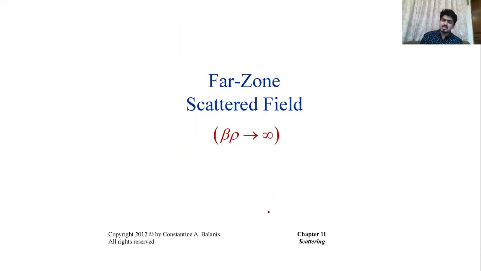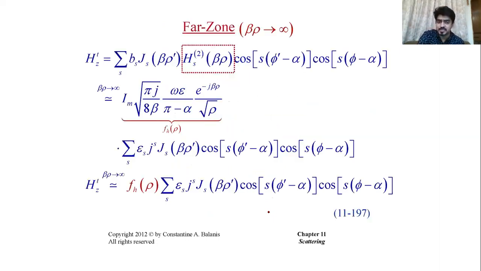Using that, in the far field zone, again, when beta rho is infinite, it will lead us to far field radiated or scattered fields. And for that, this Hankel function of the second kind with the beta rho argument, we can replace with this asymptotic expansion, which is nothing but an exponential function. When we do that, we will come up with this total Z component for the H field. Okay, this will be your H field.